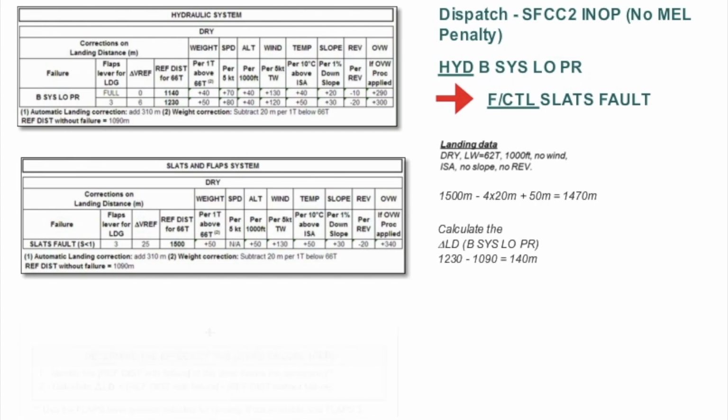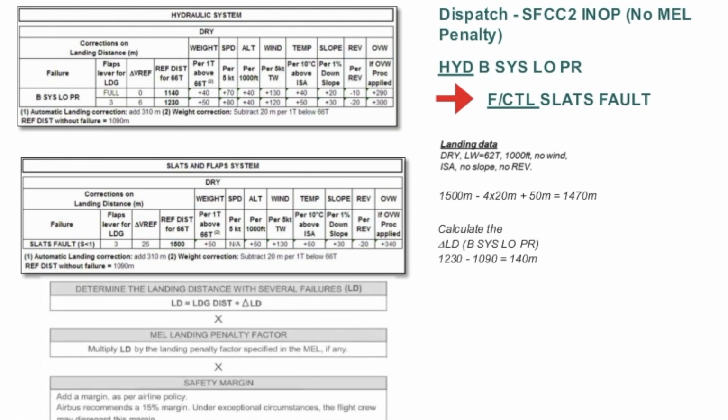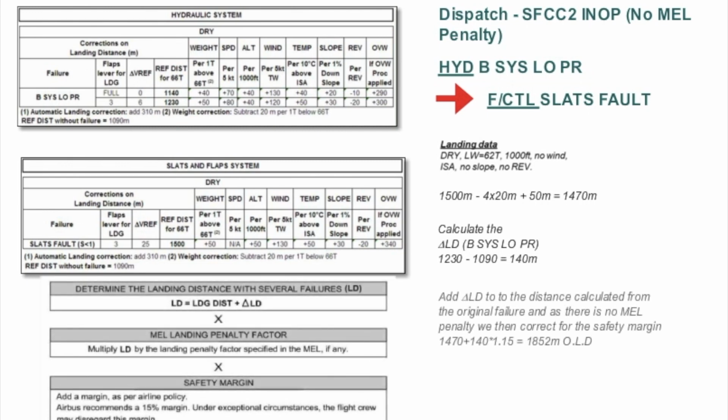Add this figure to the previously calculated figure of 1,470 meters, and as there is no MEL penalty, we can multiply it by the safety margin of 1.15 to give us a corrected operational landing distance, or OLD, of 1,852 meters.